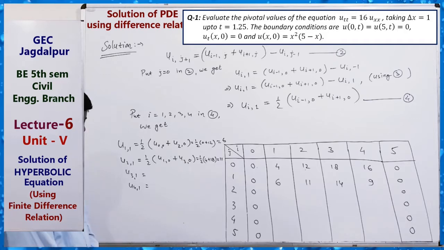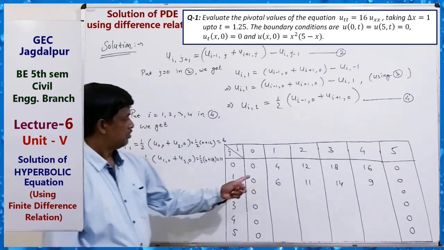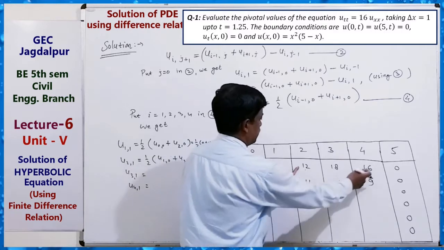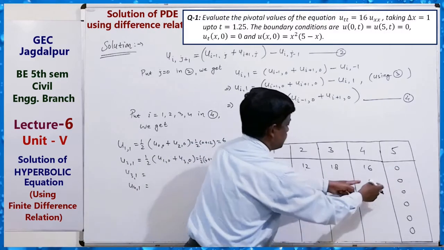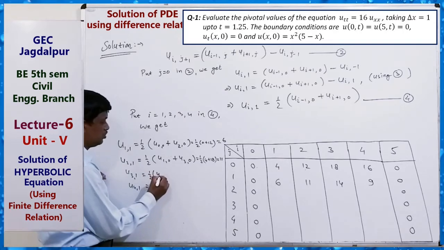Okay. 1,1, 2,1, 3,1, 4,1: just this plus this by 2, this plus this by 2, this plus this by 2, this plus this by 2. By using the formula here we see that just like this.